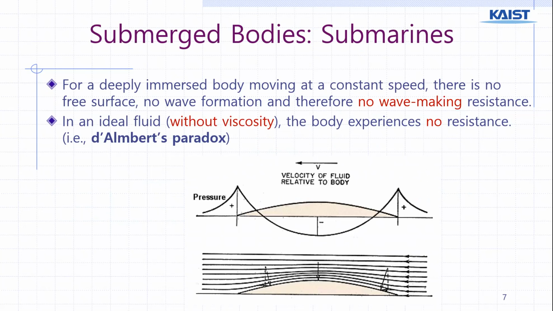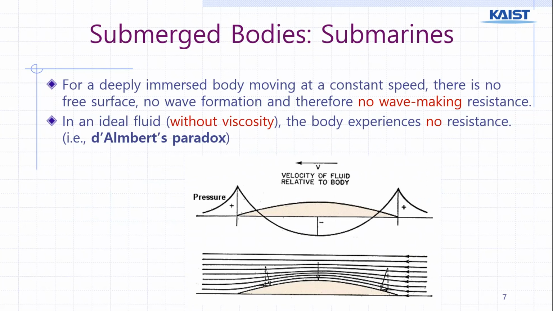For submerged bodies, this is an example where we would only be talking about the underwater friction. For a deeply immersed body, such as a submarine, there's no wave making resistance at all, so we would remove that component of resistance. And as I mentioned before, with laminar and turbulent flow, in an ideal fluid, the body experiences no resistance.